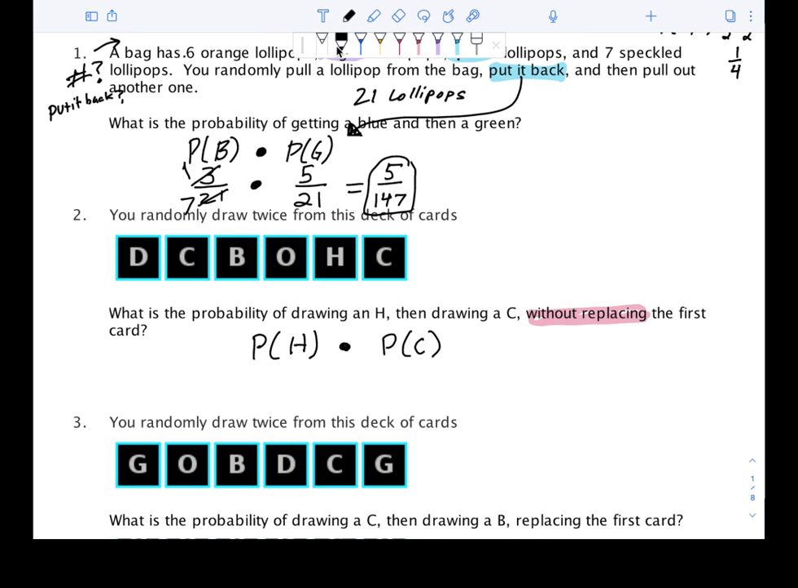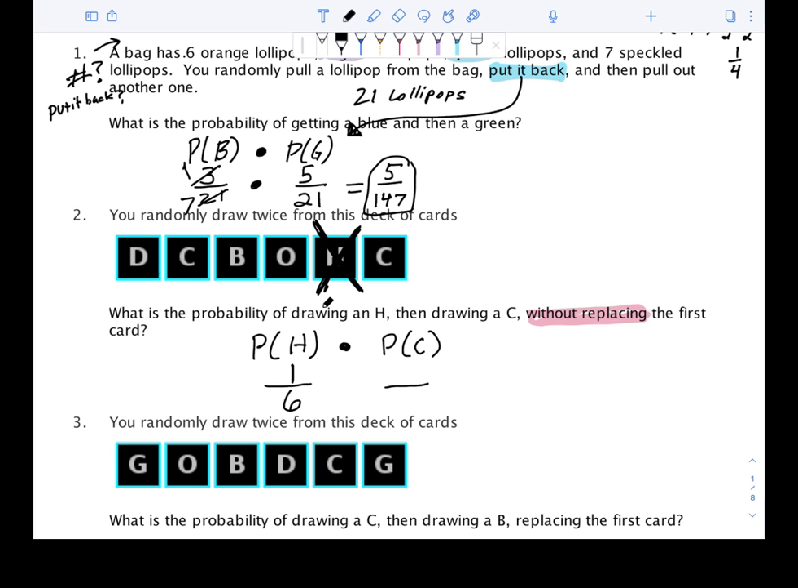All right, so the same question that I asked first time around. How many cards do we have? Oh, 6. So I'm going to go ahead and put 6 here. What is the probability of drawing an H? Well, I look up at the cards and there is only one H. So it's going to be 1 out of 6. Now, in this case, I draw that H and I don't put it back. So I'm going to cross it out. Kind of helps to visualize that.